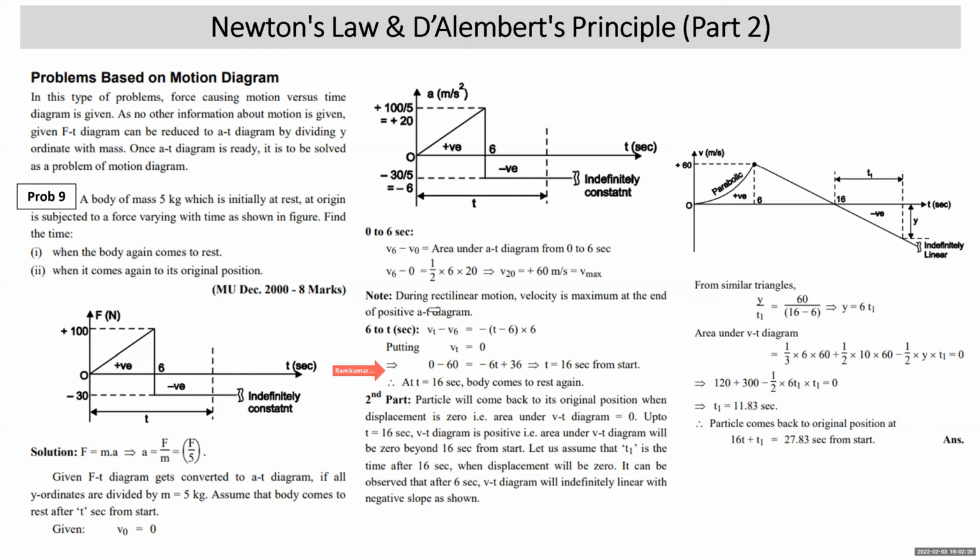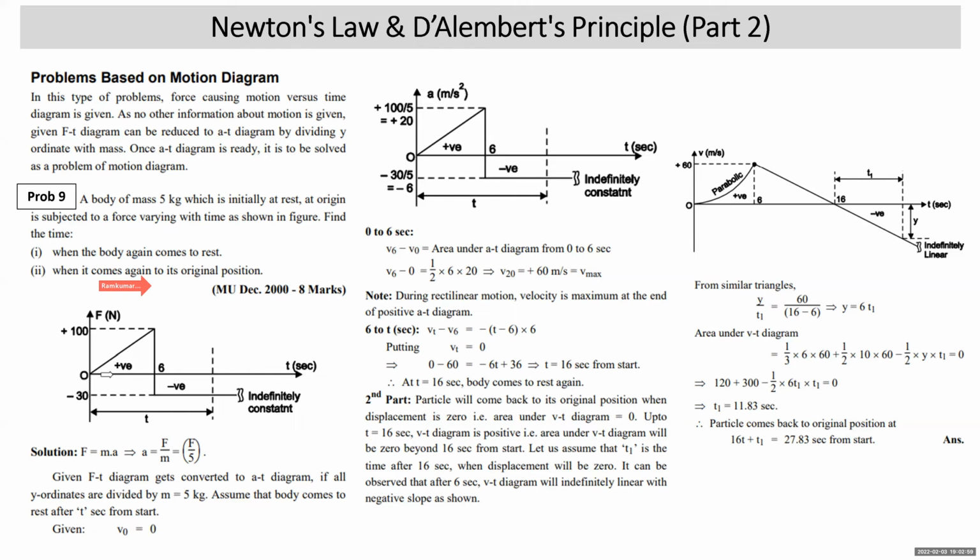Now, in this problem, first part of the problem does not need VT diagram to be drawn. If only this much was asked, there was no need to draw VT diagram. But if we talk about the second part, he's asking you to find out the time when particle comes back again to the original position. That means when displacement is zero. When displacement is zero, that means area under VT diagram should be zero. That means I'll have to draw VT diagram.